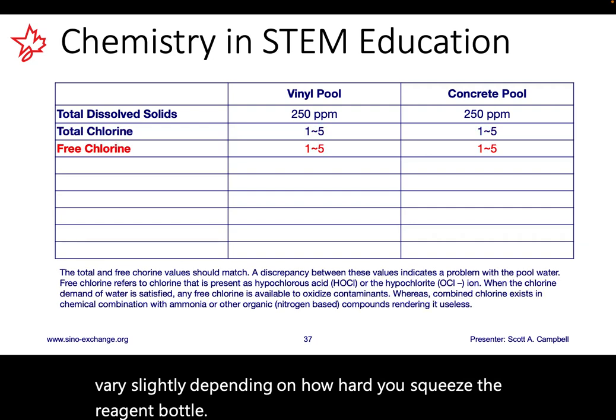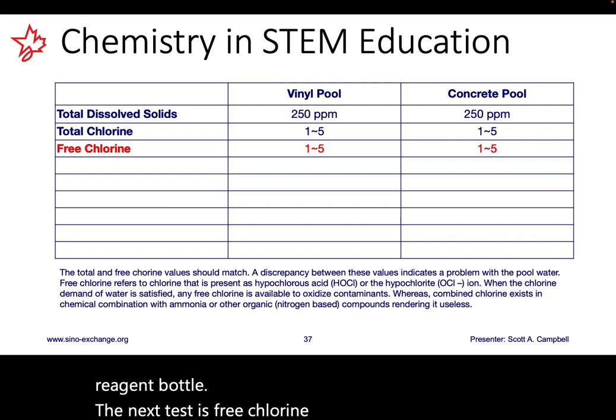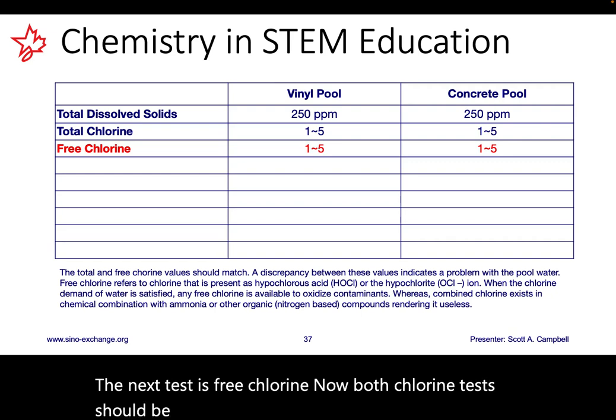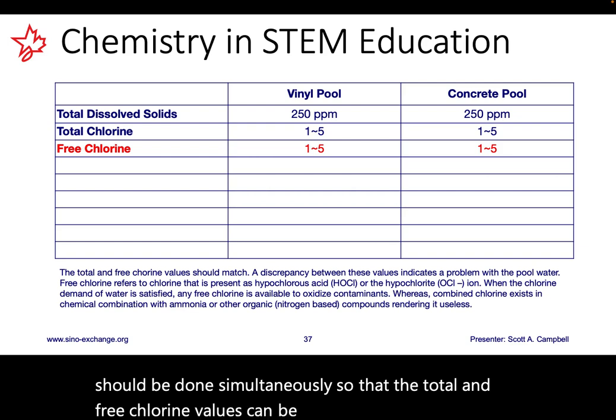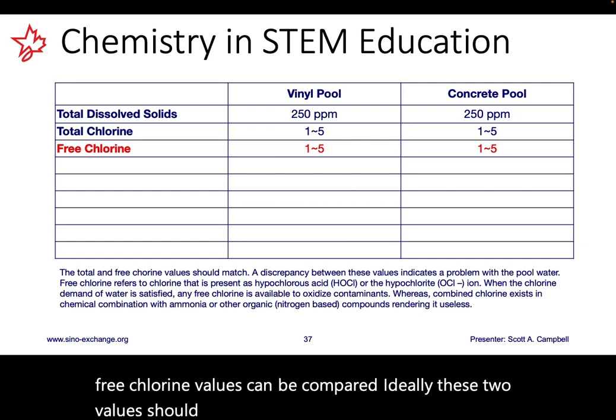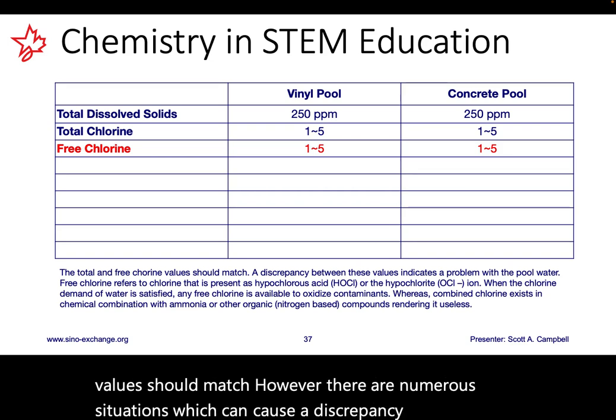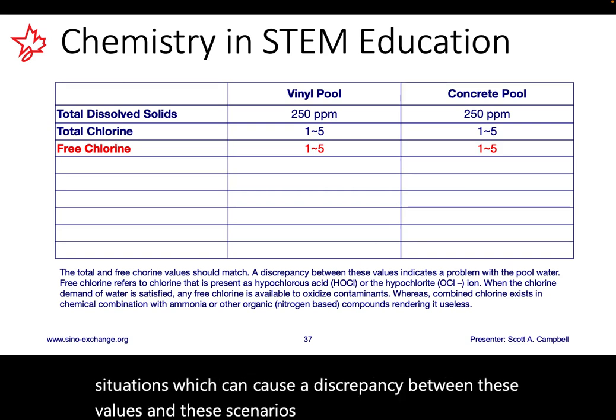The next test is free chlorine. Now, both chlorine tests should be done simultaneously so that the total and free chlorine values can be compared. Ideally, these two values should match. However, there are numerous situations which can cause a discrepancy between these values, and these scenarios would indicate a serious problem that needs to be addressed.